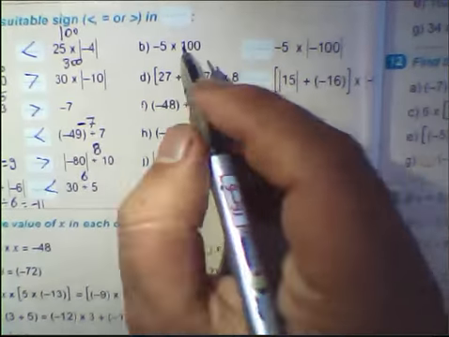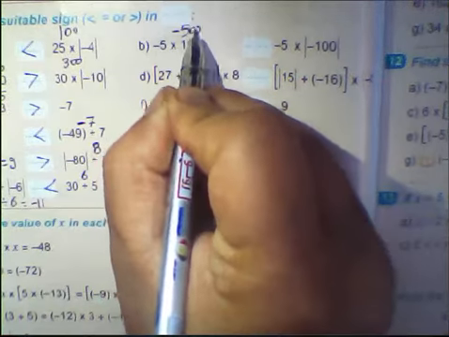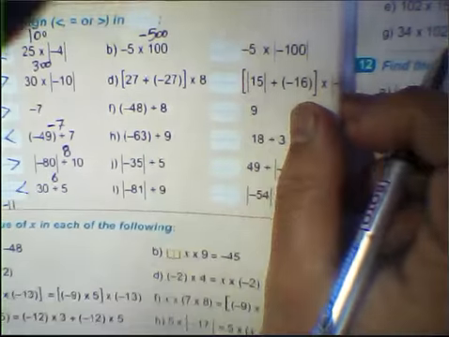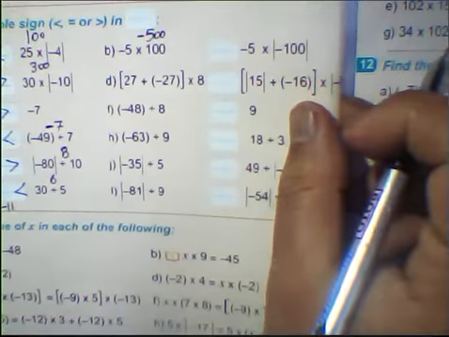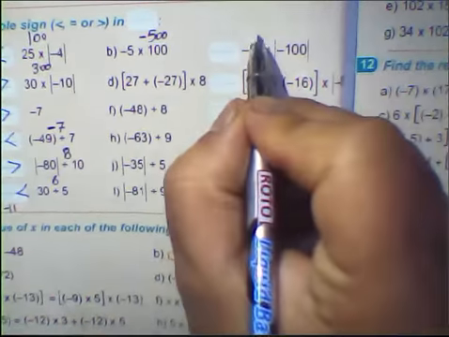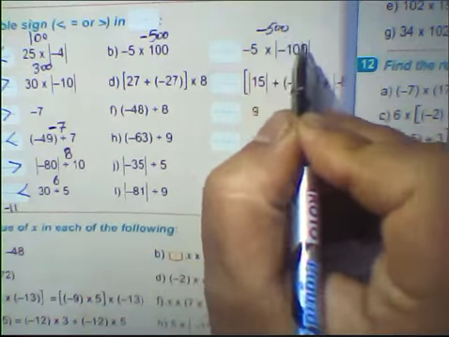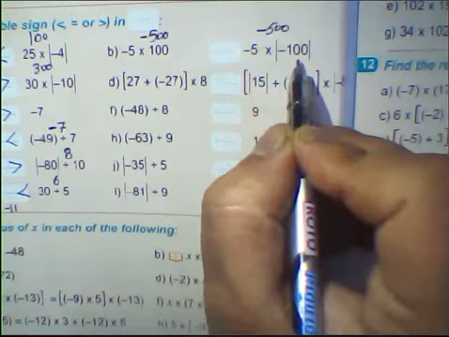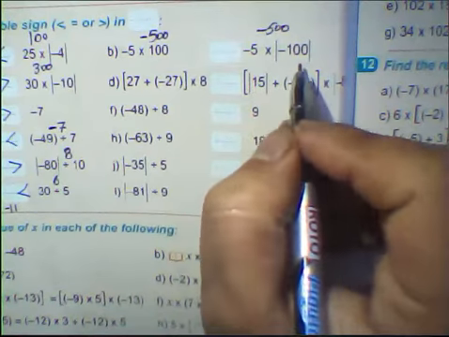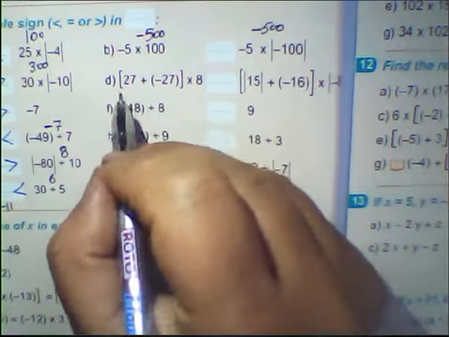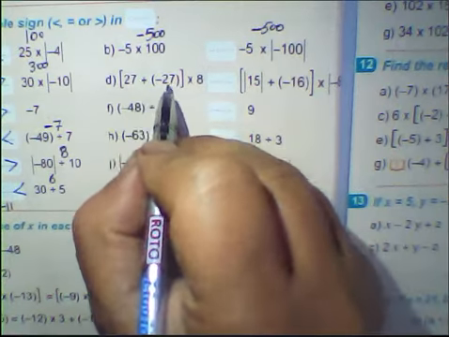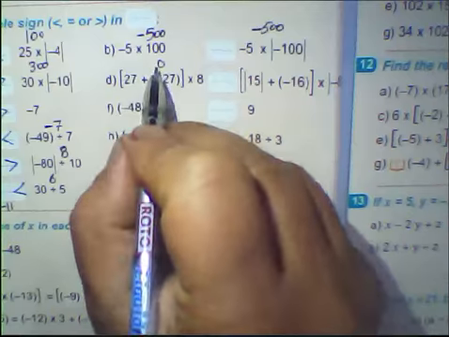Negative 5 times 100 equals negative 500. Negative 5 multiplied by the absolute value of negative 100 equals negative 500. The absolute value of negative 100 equals 100. 100 times negative 5 equals negative 500. 27 plus negative 27 equals 0. 0 times 8 equals 0.